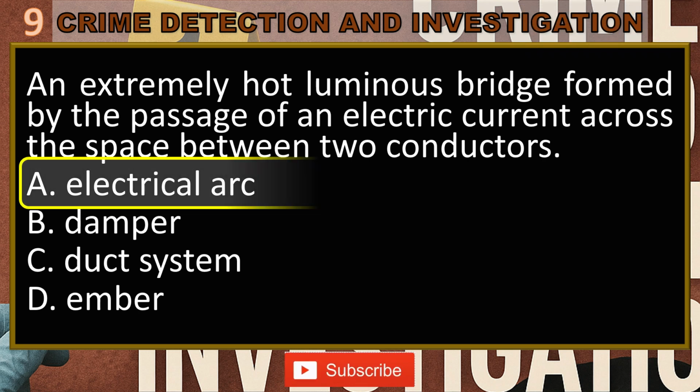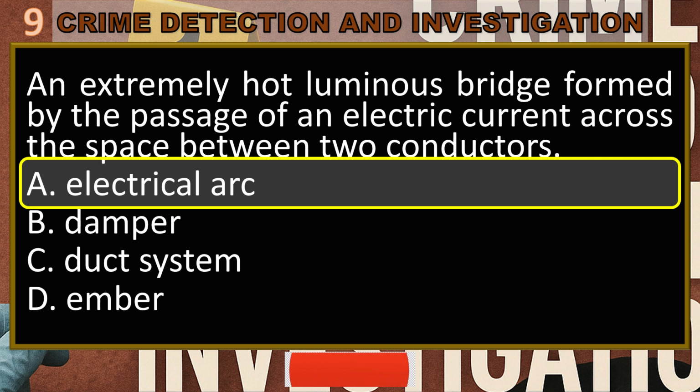Correct answer, A. Electrical arc. Reason for the chosen answer, A. Electrical arc. An electrical arc is defined as an extremely hot and luminous discharge of electricity that occurs when an electric current passes across a gap between two conductors. This happens when the electrical insulation breaks down or when there is a short circuit. The arc can reach temperatures hotter than the surface of the sun, and it poses a serious fire and injury hazard.